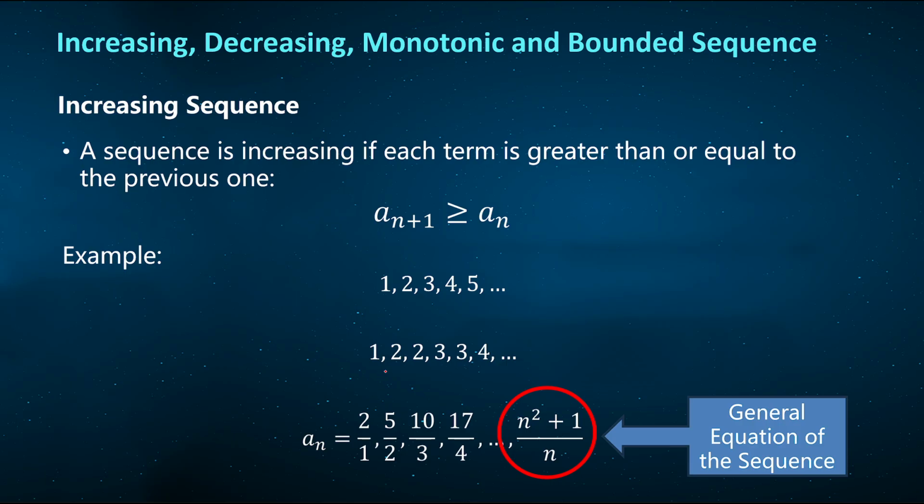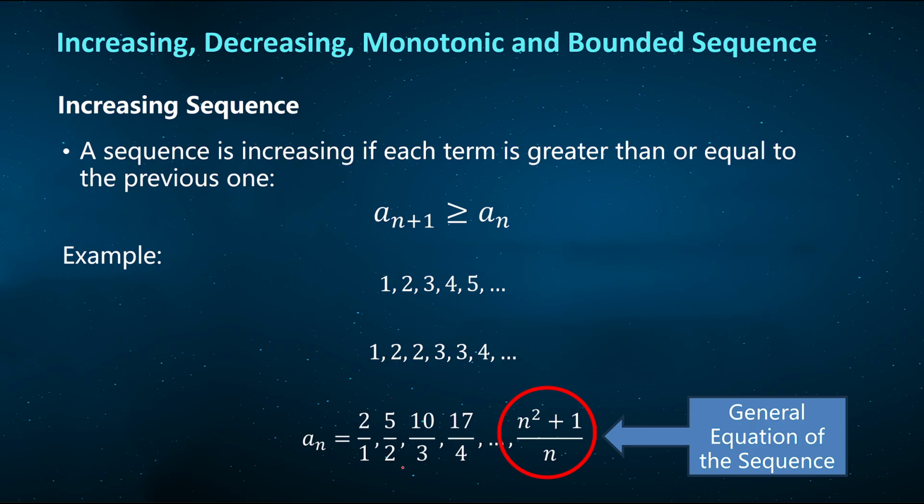Okay, by the way, here's an example of a general formula of a sequence. Okay, so we have 2 over 1, 5 over 2, 10 over 3, 17 over 4. So each of those terms came from this general formula. Okay, if we substitute n by 1, if we replace n by 1, we can get our first term, which is 2, or 2 over 1.